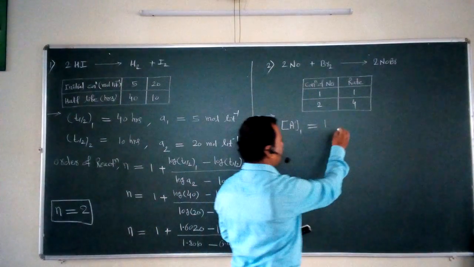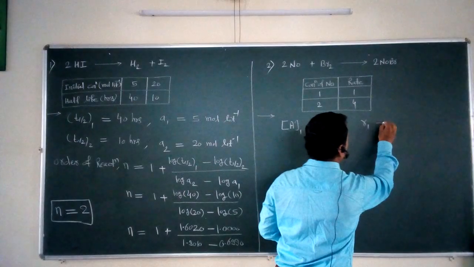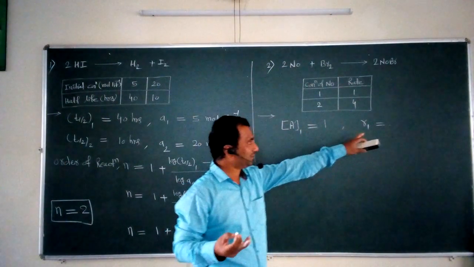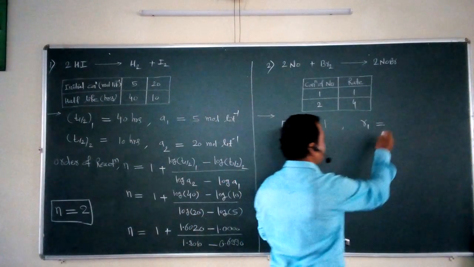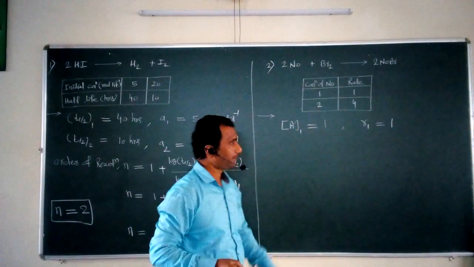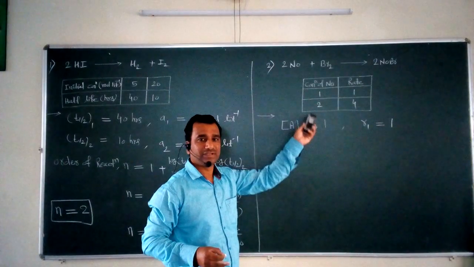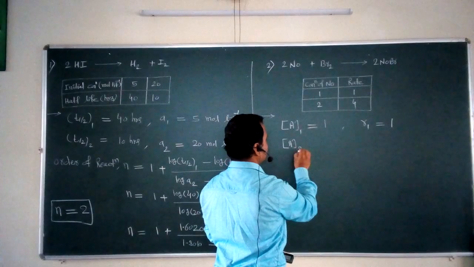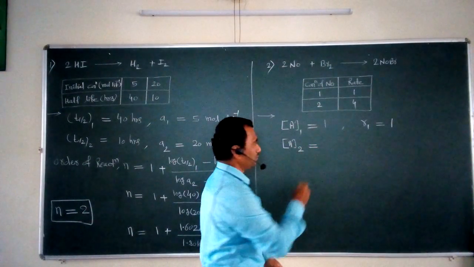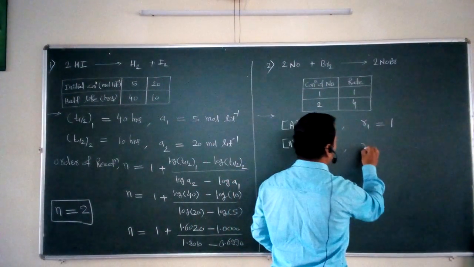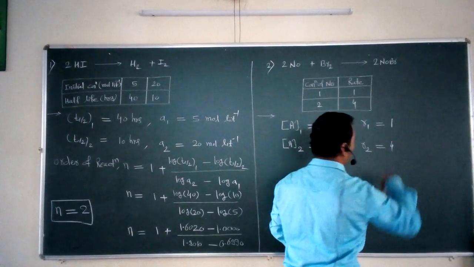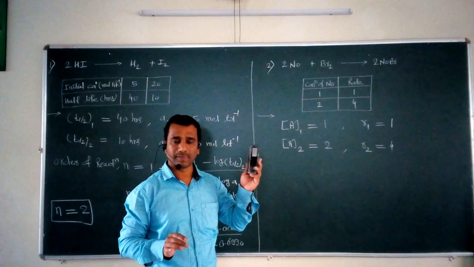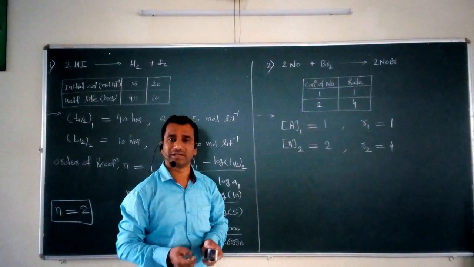At that time, what is the rate of the chemical reaction? That is R1, the rate of reaction. When the initial concentration of NO is equal to 1, R1 is again equal to 1. After that, when we change the concentration of NO and make it double, that is the second concentration, A2 is equal to 2, and the respective rate is called R2, equal to 4. So this is the simple given data from this chemical reaction to calculate the order of the chemical reaction.